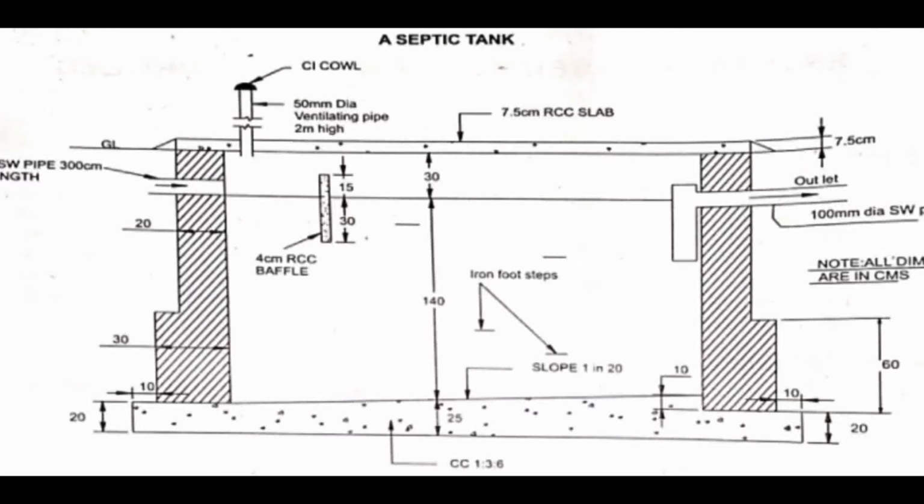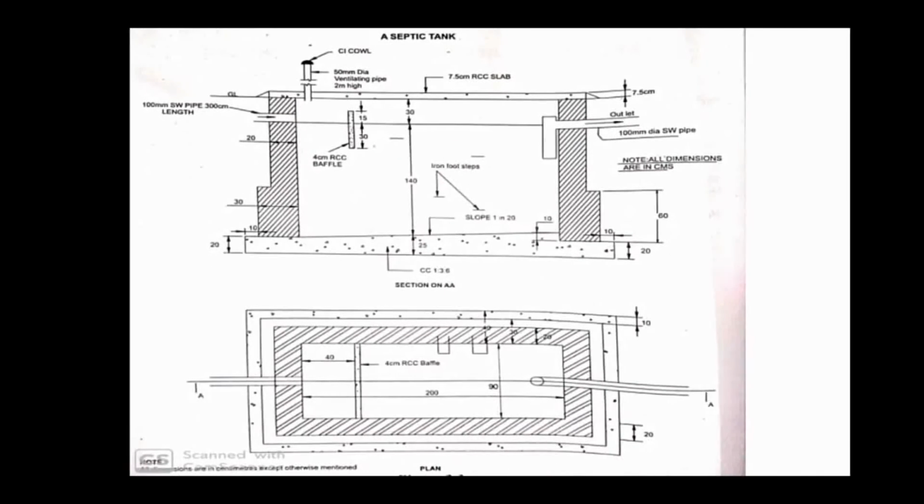So from top to bottom, how much it is? 30 plus 140 plus 25, this will be your depth, right? You have to add 30, 140, 170, 195 will be your depth. So 195 centimeters. So these dimensions whatever we got, that we are going to take it in a table.